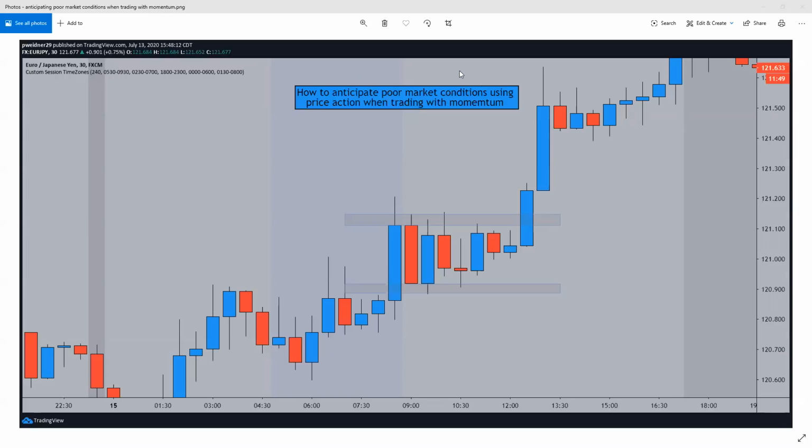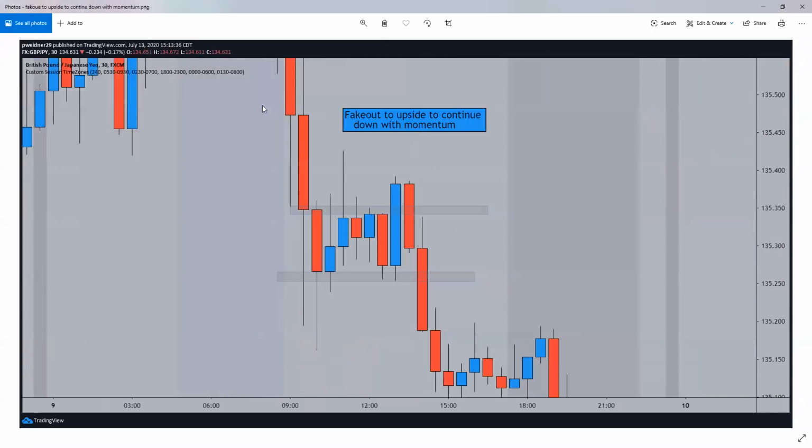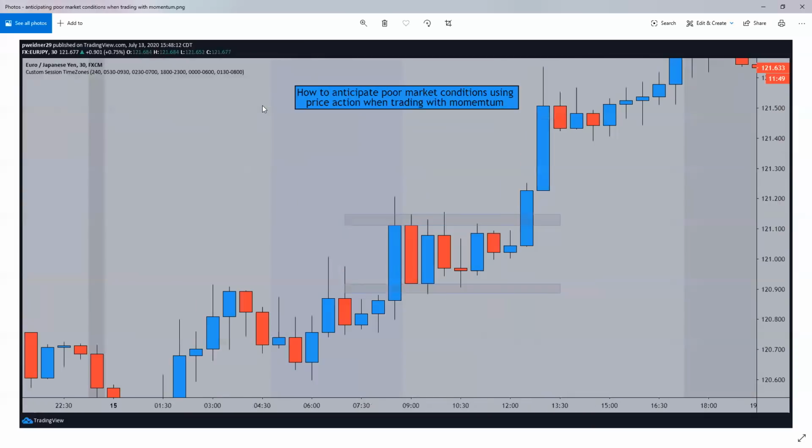So we're going to cover lots of stuff. We're going to do poor market conditions, when you should be trading, when you shouldn't, how to identify it before it happens, resistance breaking, support breaking. We got lots of examples to go through today. So we're going to really get into that.